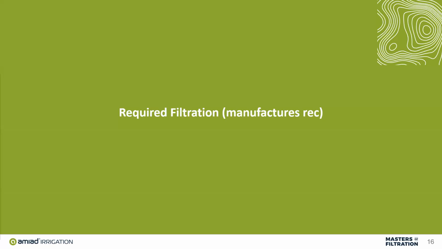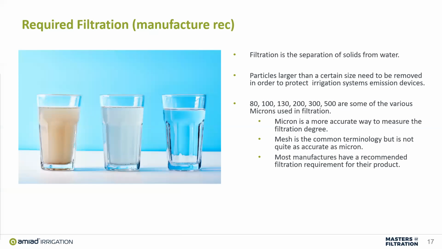All manufacturers have a required filtration degree on their product. And as we know, filtration is a separation of solids from water. Any particles larger than a certain size need to be removed to protect the irrigation system emission devices downstream. Usually in the landscape, we see anywhere from 80 to 500 micron. Those are some of the various filtrations used in landscape. Micron is a more accurate way to measure filtration in degree, and mesh is the most common term used. We use mesh a lot in the landscape world.